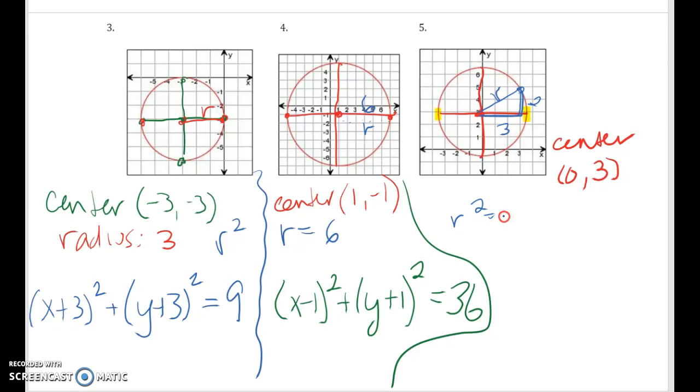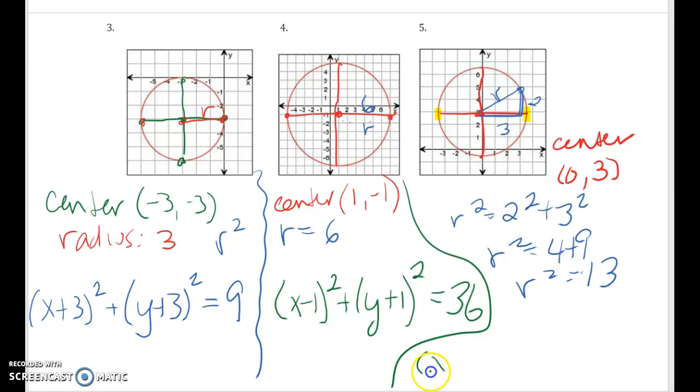So r squared will equal 2 squared plus 3 squared. r squared equals 4 plus 9, so r squared equals 13. Again, it didn't ask me for the radius. If it did, I would take the square root of both sides. And so we substitute in. x minus 0 is going to be x squared plus y minus 3 squared equals the radius squared, which is 13.